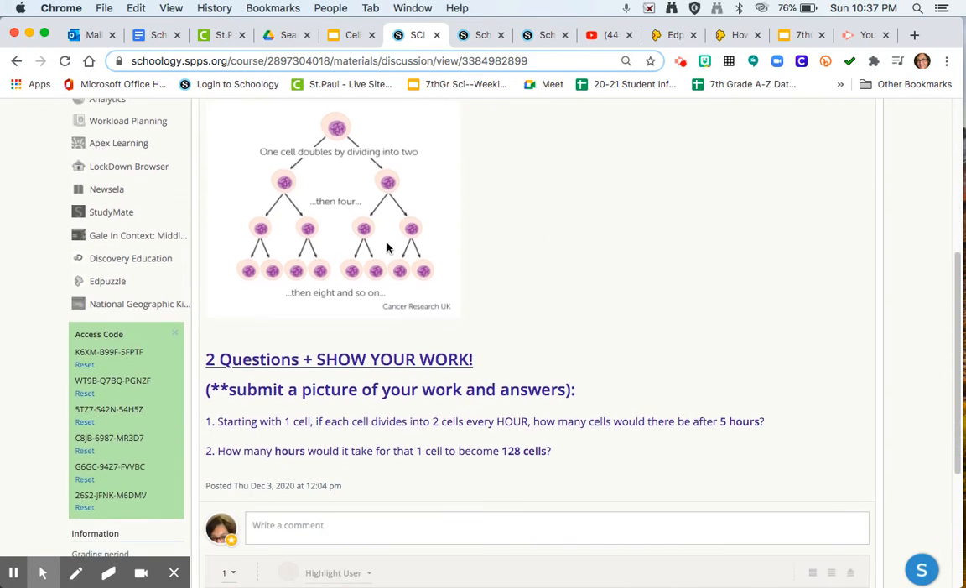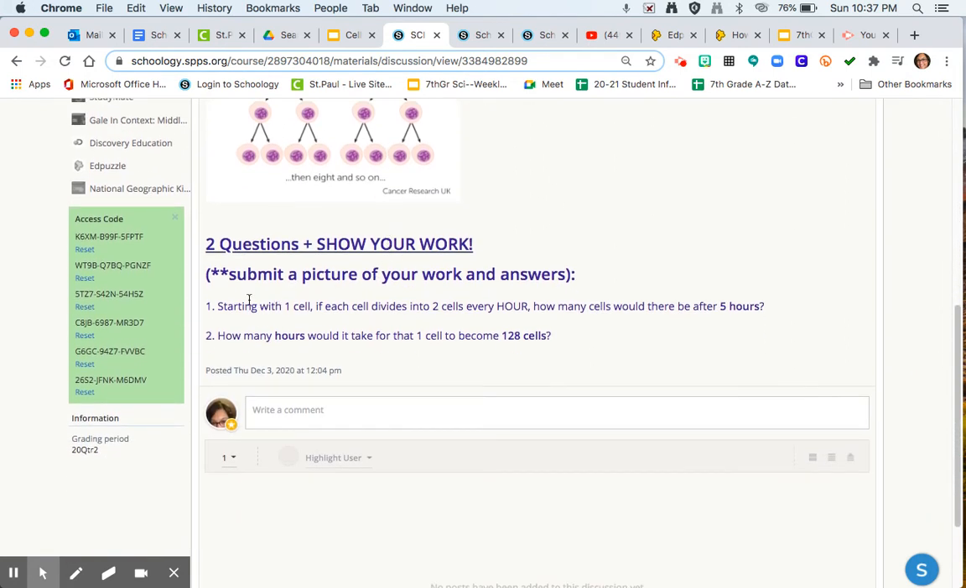Based on that information, you have two questions that you need to answer. And I would like you to answer them on paper this time and work out your answers. And then I would like you to submit a photo of your answers to this discussion post, which might work better in the app version of Schoology rather than the browser version. So just a heads up on that.